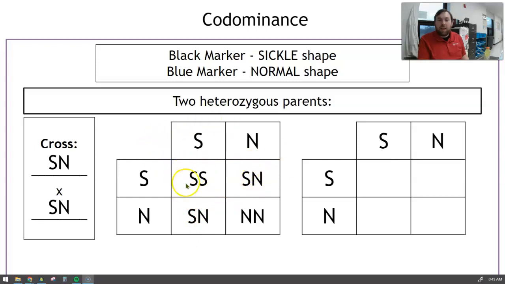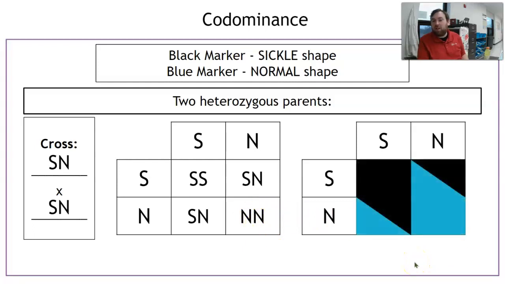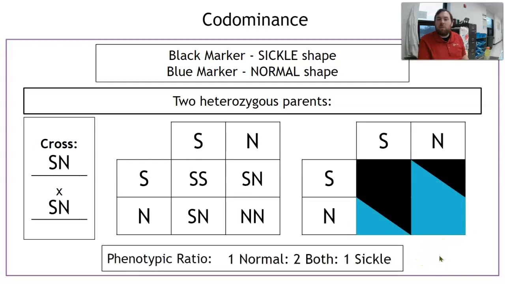With the capital S, that's going to be an individual that has that sickle shape no matter what. So this box right here will be all black. And this box right here will be completely normal, so this will be all blue, leaving you with this nice little pretty design here. And the phenotypic ratio would be very similar to what you've seen in the incomplete dominance, where we have a lot of the heterozygotes represented versus the normal and the sickle be smaller in number there. In this case, it's a 1 to 2 to 1 of normal, both, and sickle-shaped cells.